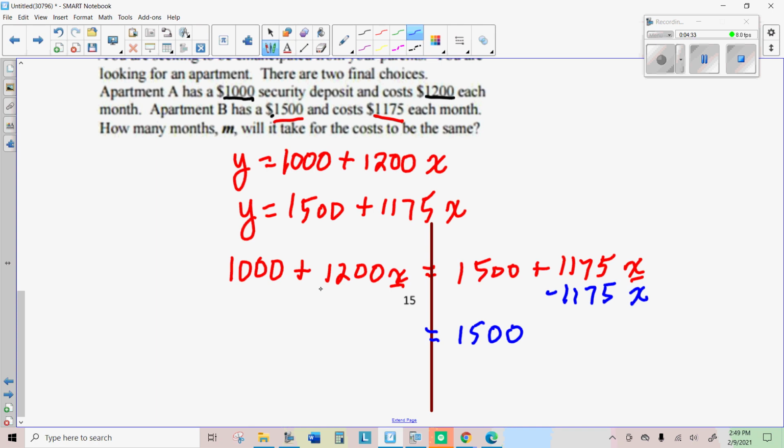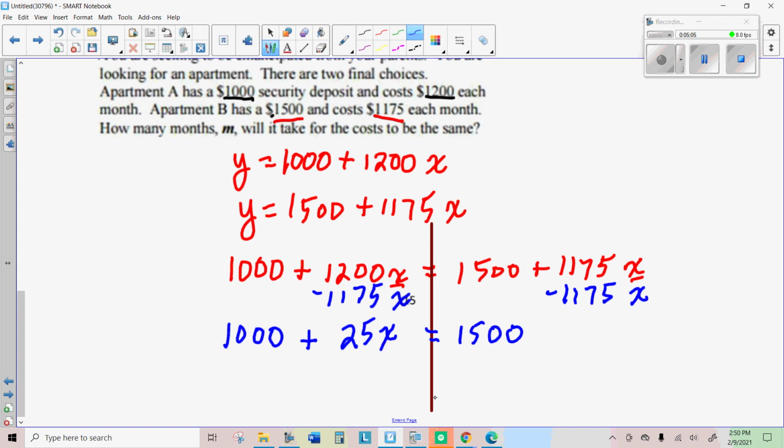Now, whatever you do to one side, you have to do to the other, and you can only subtract 1,175x from another term with an x. You can't subtract it from the 1,000 because then it wouldn't be a like term. So now on this side, I still have my 1,000, but I have 1,200 minus 1,175x, which is 25x. And if you think about that, that's the difference in the rent. So you're paying $25 more in rent in one apartment than the other.